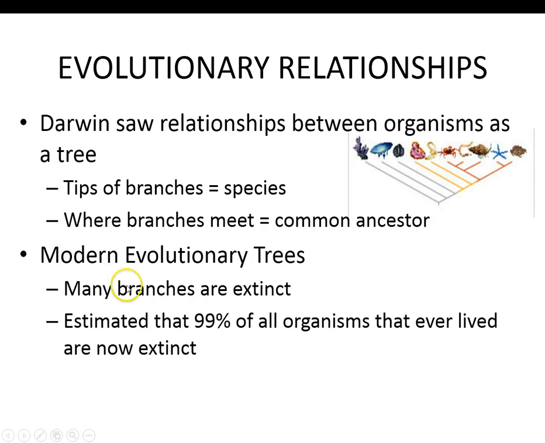Now, it's estimated that about 99% of all organisms that ever lived are now extinct. And so many branches on our modern evolutionary trees are actually extinct. And very often we're only looking at the 1% of living things that have ever existed.